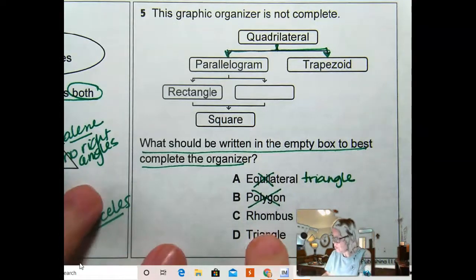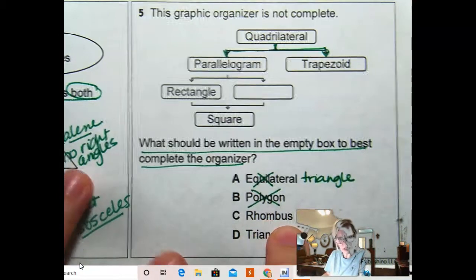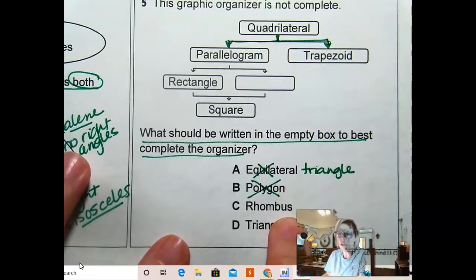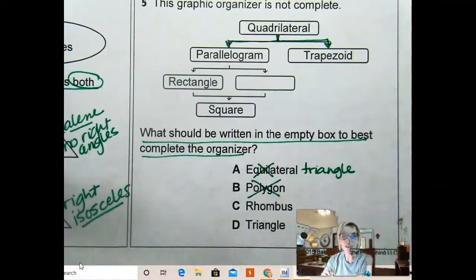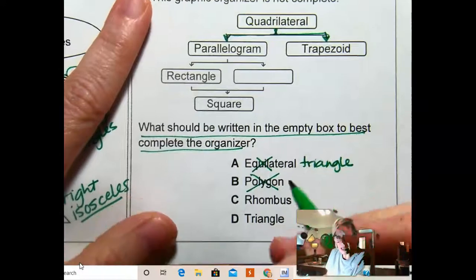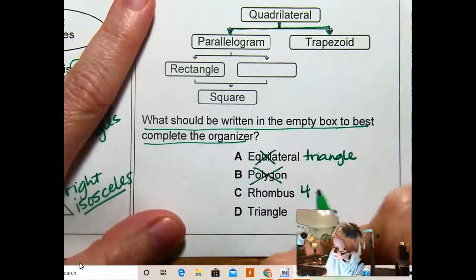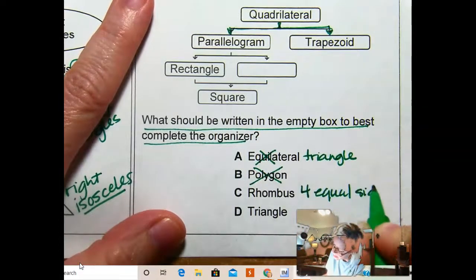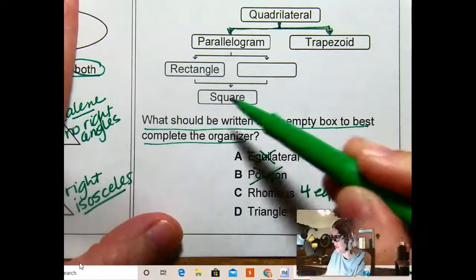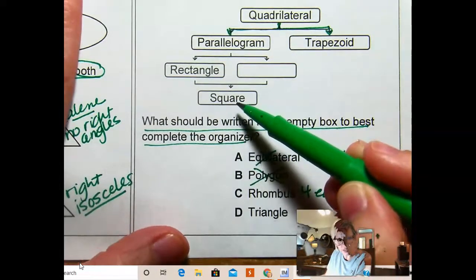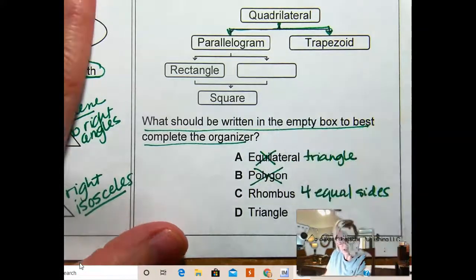Okay, all right, rhombus. Now, what is a rhombus? If you think about your notes, which I hope you took really good notes, a rhombus is a type of parallelogram, which means it's a type of quadrilateral that has 4 equal sides. Now, it doesn't have to have right angles, but it does have to have 4 equal sides. So let's write that note. I want you to write 4 equal sides. The angles do not have to be right angles like a square, which also has 4 equal sides, but it does have to have 4 equal sides.